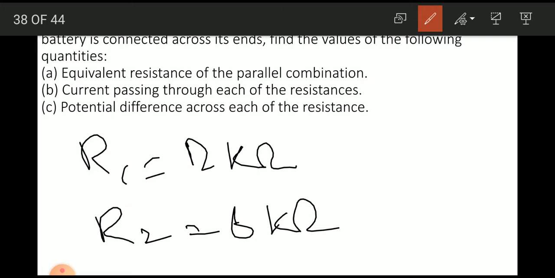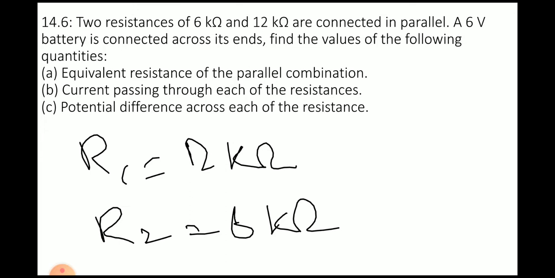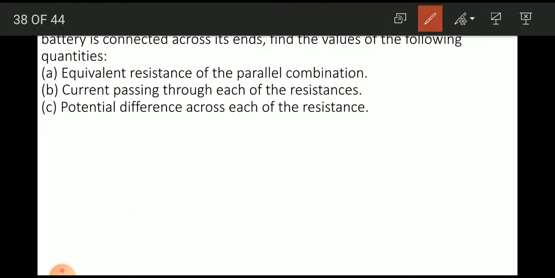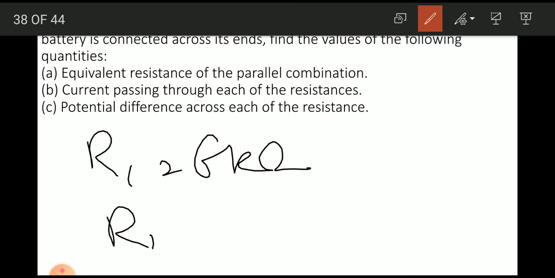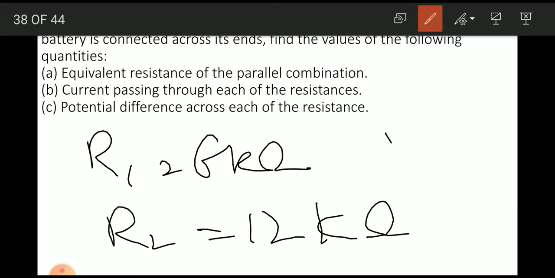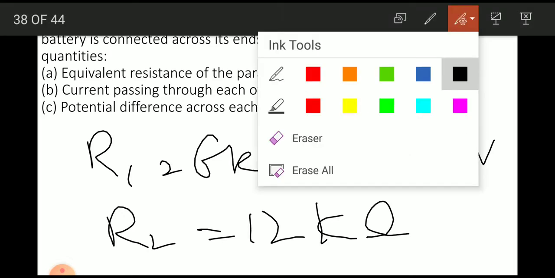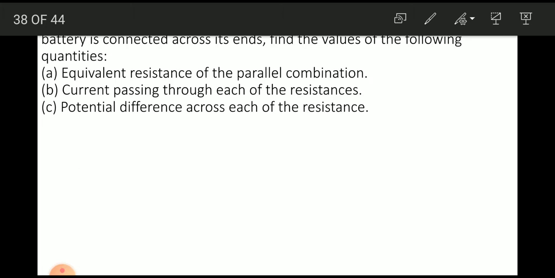In 14.6, R1 is 6 kilo ohm, R2 is equal to 12 kilo ohm. Now the battery voltage is 6 volt. We have to find the equivalent resistance of the combination. Battery voltage is 6 volt. The equivalent resistance can be found.